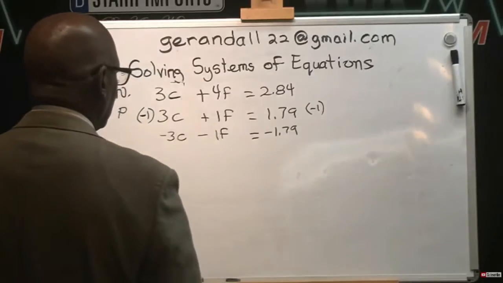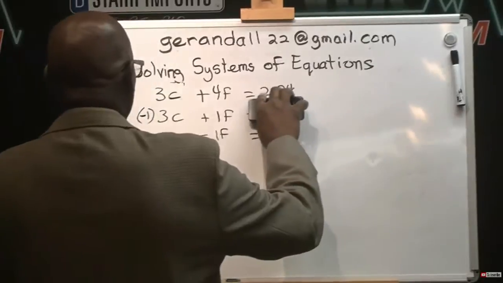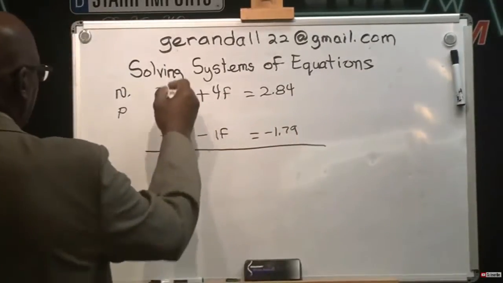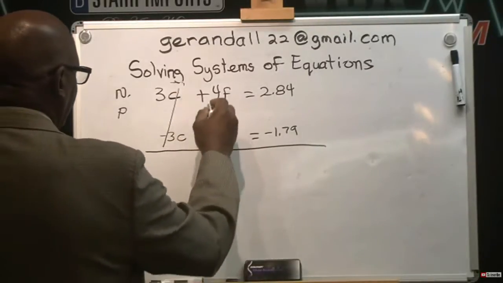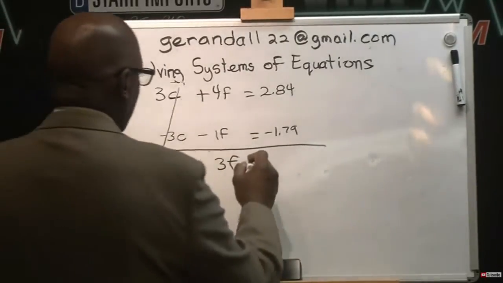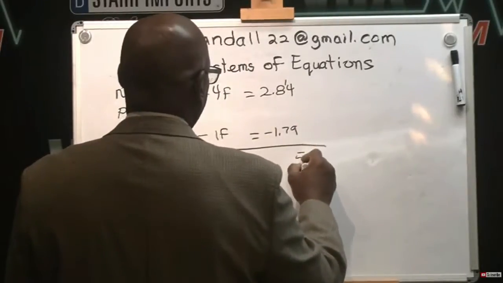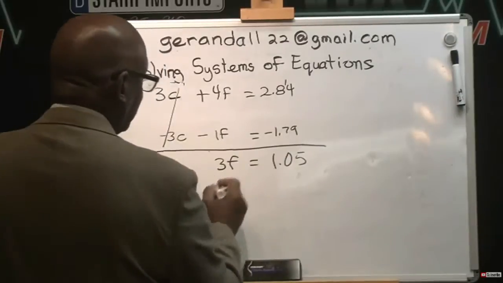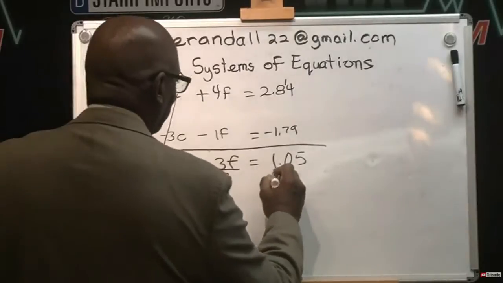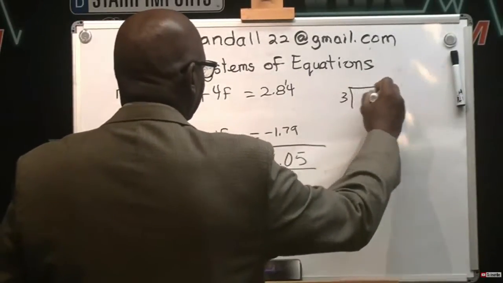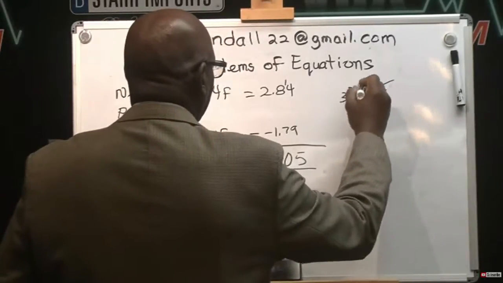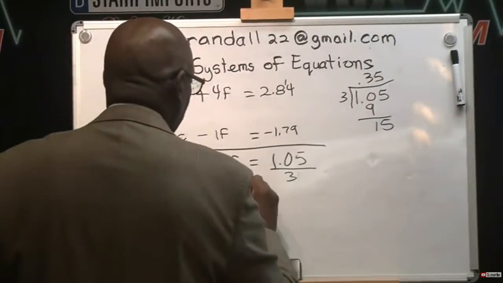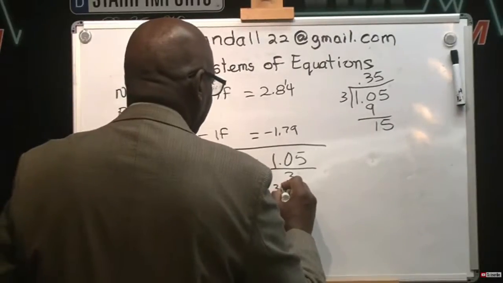Now, what we would then do is take this out. And now we can look at elimination of this variable. And this becomes 3F, and you're left with 1.05. And now, how do you undo multiplication? You divide. And whatever you do to one side, you do to the other. And real quick, three, 9. The fruit roll-up, 35 cents.